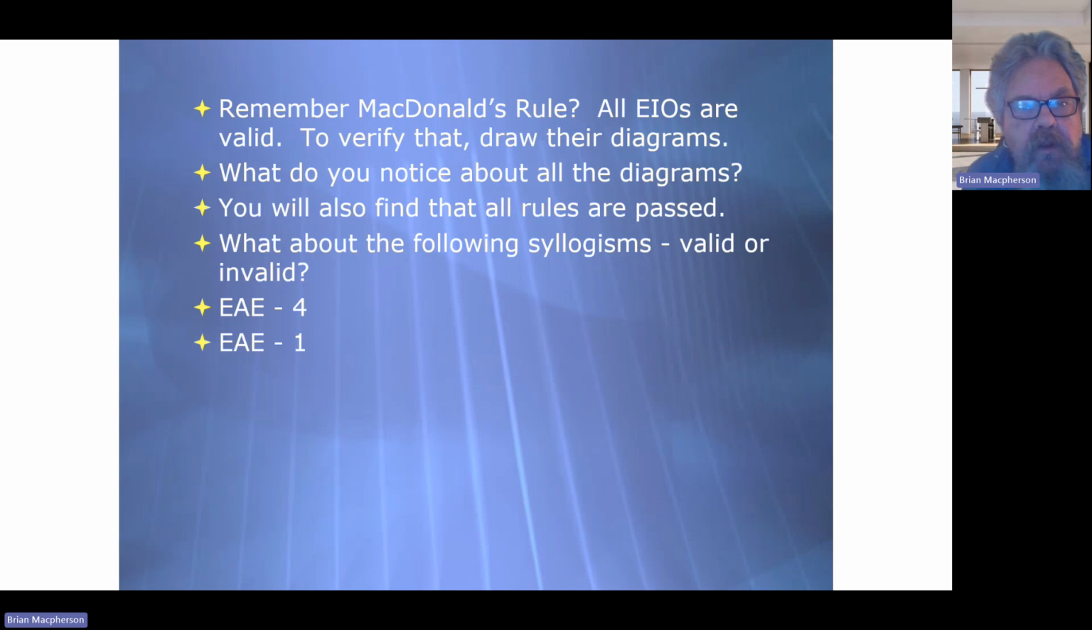So this tells me then that although EAE-4 is invalid, because it violates one of the distribution rules, and because by diagramming in the premises I don't get the conclusion, EAE-1 is valid because it doesn't violate any of the rules. And when I diagram in the premises, I get the conclusion. All right. And so that is the Venn diagram technique and the rule technique for assessing categorical syllogisms from the Boolean stance.